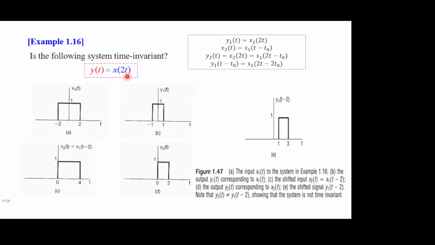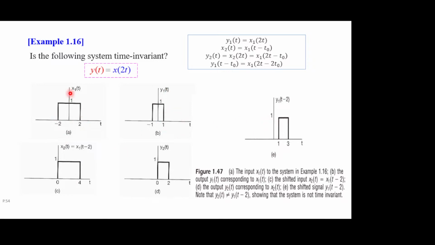So y of t equal to x of 2t means that you actually squeeze your signal. Let's say your signal is this square function. Then y of t will get squeezed by a factor of 2. So this is square from minus 2 to 2, then y of t will be from minus 1 to 1. And you can intuitively see this is not time invariant because this time equal to 0 is a very special place throughout this time axis. Because whenever you squeeze your signal, you are squeezing towards this t equal to 0.